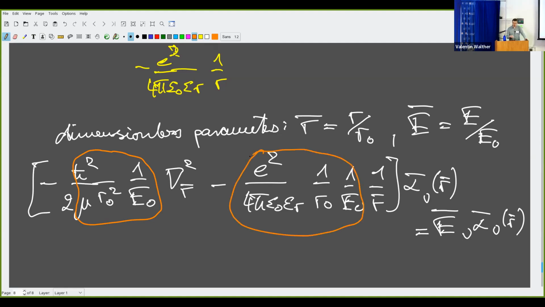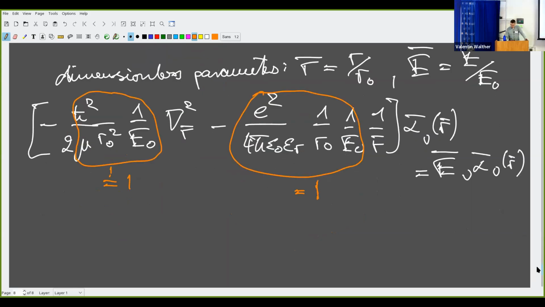And because we have two independent variables, the spatial variable and an energy variable, we can demand that they both be 1. So now, if that's the case, the equation looks much simpler. And by demanding this, you get an expression for the optimal choice of the length scale and of the energy scale.